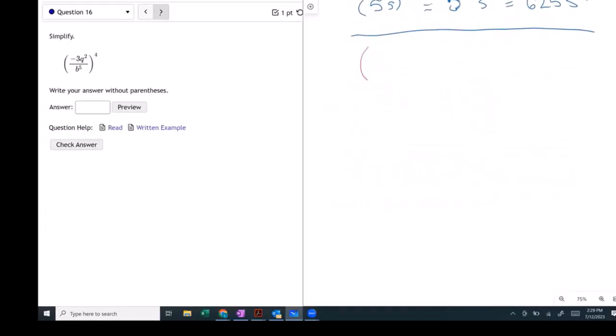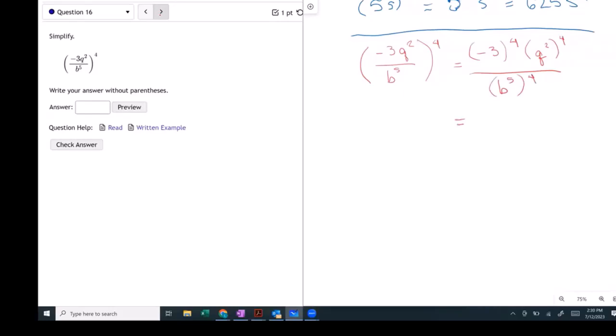I have minus 3q squared divided by b to the 5th, all to the 4th power. Again, I just distribute. This is minus 3 to the 4th power, q squared to the 4th power, divided by b to the 5th to the 4th power.